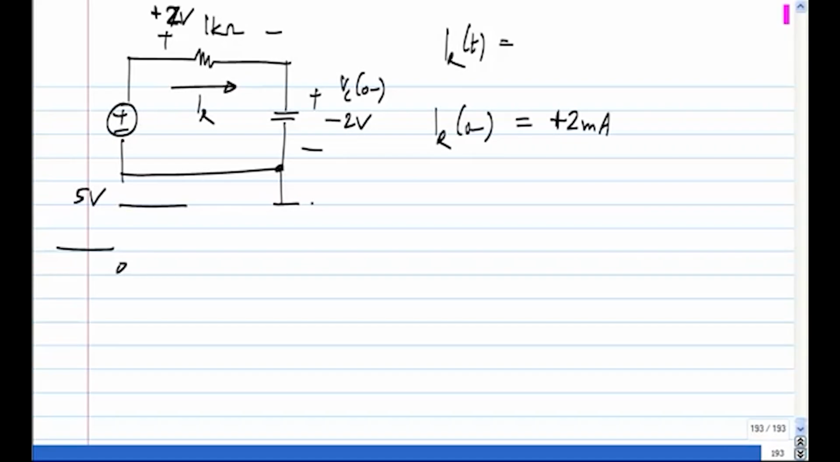So initially at t equal to 0 minus, I have 0 volts here with respect to this ground and minus 2 volts there. So it is plus minus 2 volts in that direction. The way I have marked IR, it is plus 2 milliamps. So now, what is it immediately after you apply the step?